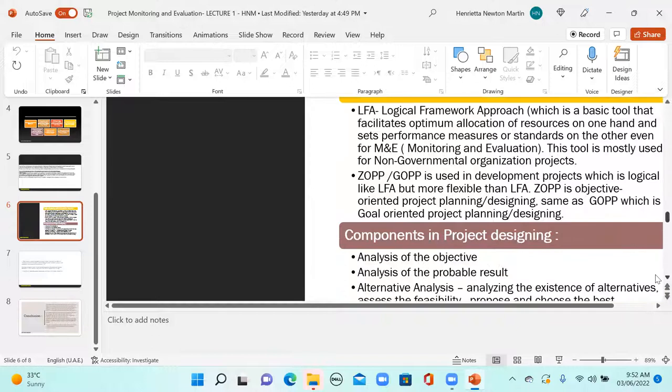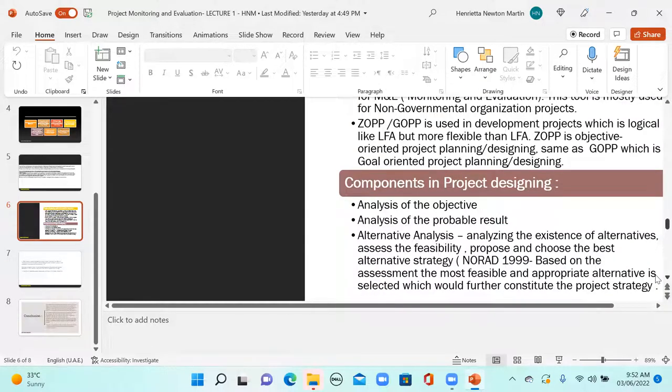Next are the components in project designing. First is analysis of the objective, analysis of the probable results, and alternative analysis, analyzing the existence of alternatives, assessing the feasibility, proposing and choosing the best alternative strategy. As per NORAD 1999, based on the assessment, the most feasible and appropriate alternative is selected, which would further constitute the project strategy. Obviously, the most feasible, beneficial, and appropriate alternative would always be sought, because even in project designing, as I said earlier, there's a contingency plan. Apart from that, there will be alternatives to choose from. Alternative analysis is prepared: if something is not available, what next?